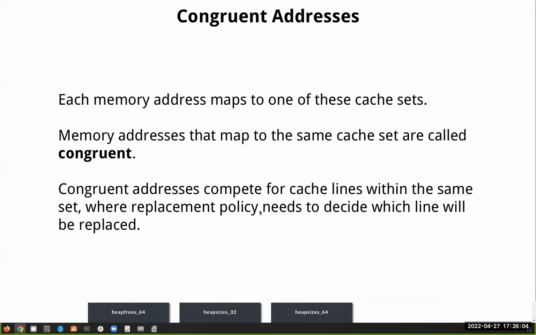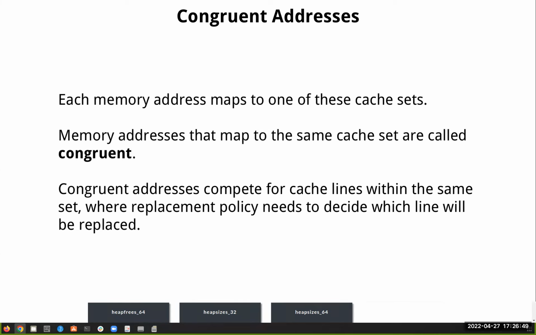Okay. So those addresses we call congruent addresses. Those addresses compete for the cache lines within the same set. And we know that in each cache set, there are only a limited number of cache lines. So basically, that's the N-way, the 4-way, 8-way, 16-way, whatever. Since there are only limited ones, if one cache set is full, and we need to bring a lot of data here, then we have to replace what we already have in the cache set. We need to replace one line.